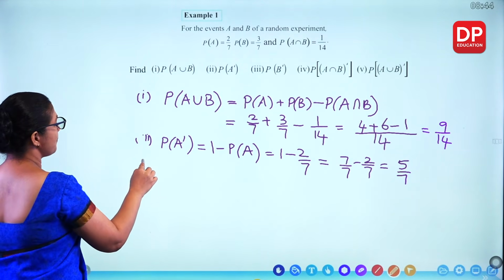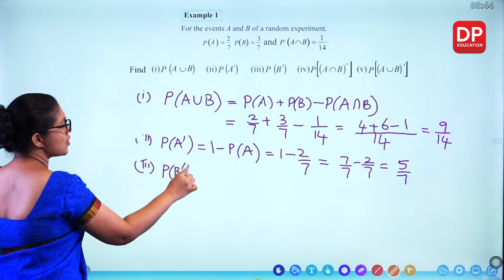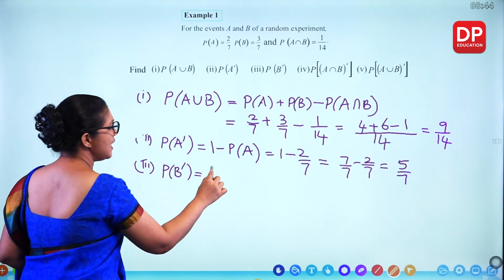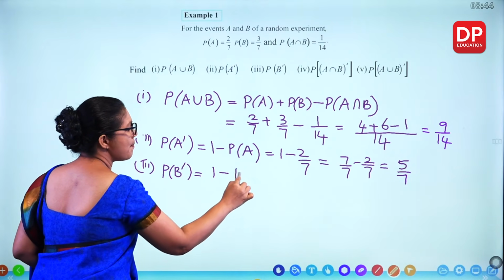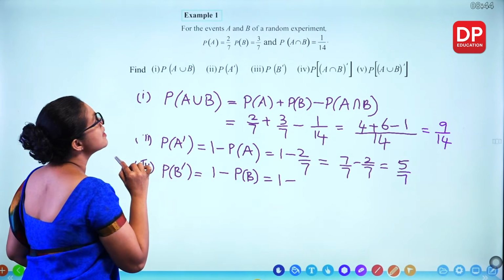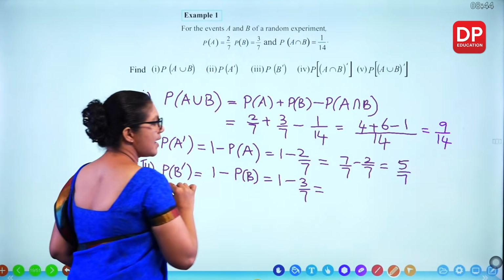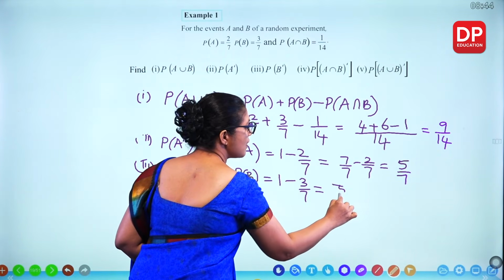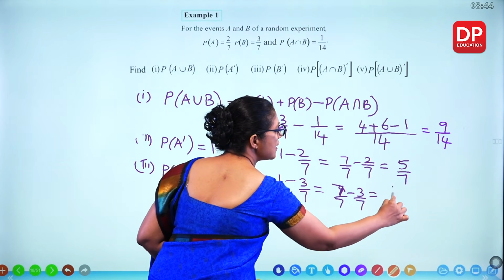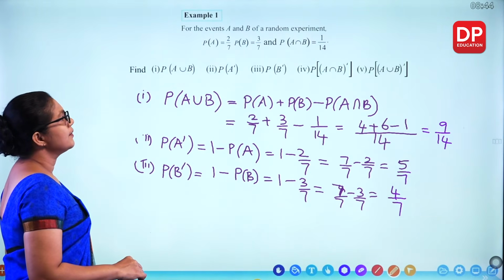Third part, probability of B dash. Again, this is the complement of B. That's equal to 1 minus the probability of B. 1 minus the probability of B, which is 3 over 7. I can write 1 as 7 over 7 minus 3 over 7. That becomes 4 over 7.